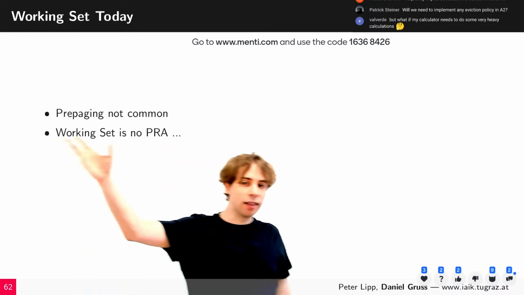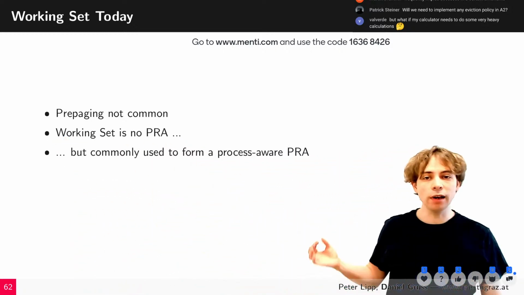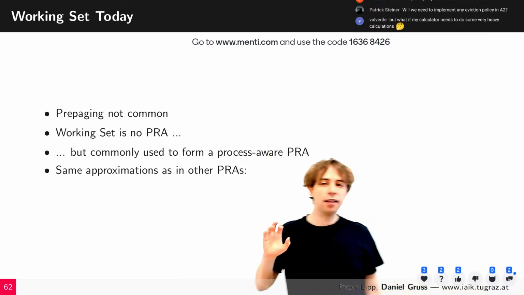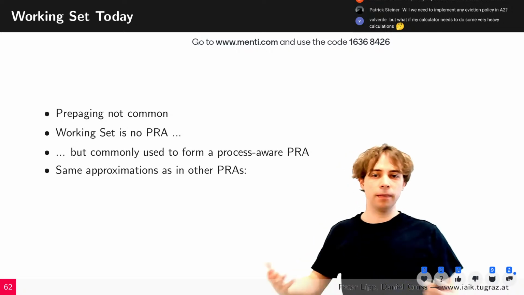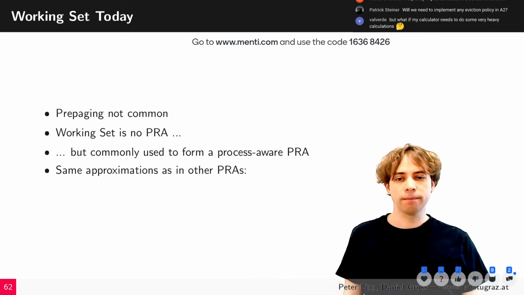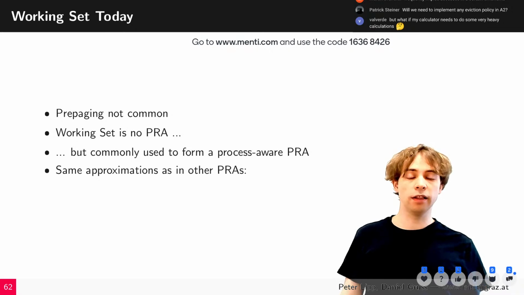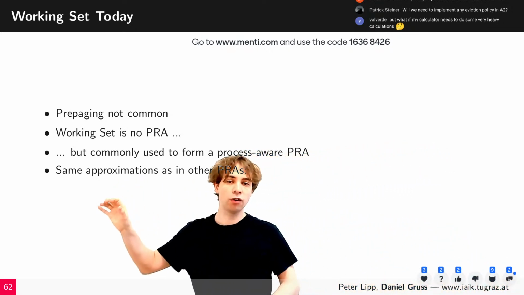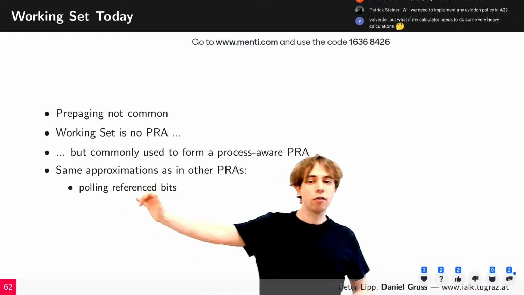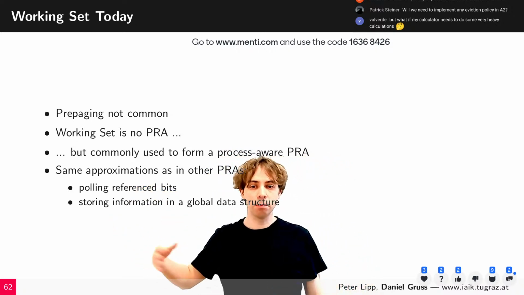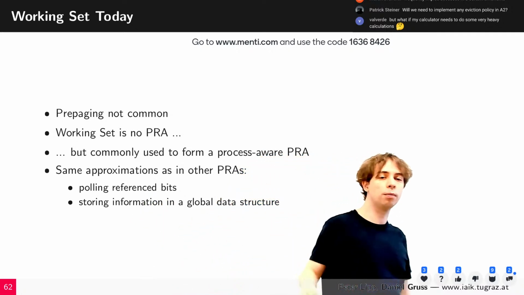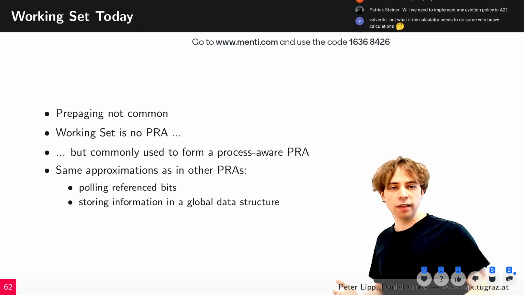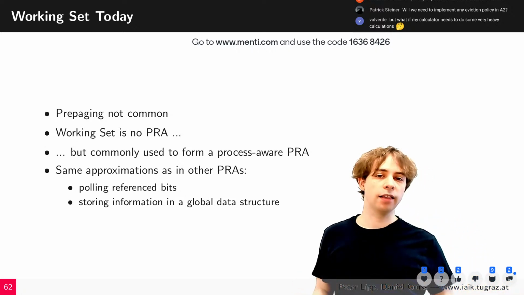Working set itself is not a PRA, but it is commonly used to form process-aware PRAs. And the same approximation can then be used in combination with the other PRA techniques. And therefore, we also use the same techniques here to get the information, the reference bits. We poll the reference bits, we store the information in the global data structure, and then we make a decision. And I will now put on one slide the essentials of working set PRAs.